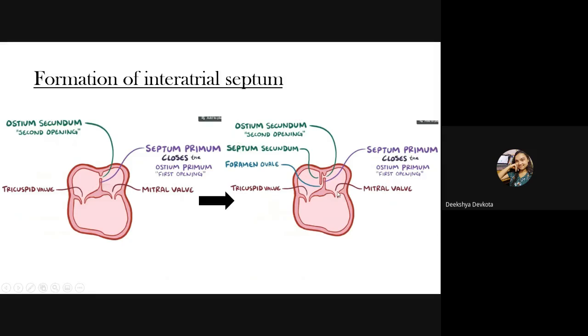So the pressure in the left atrium exceeds the blood pressure in the right atrium, such that these two septums start opposing each other, and through the opposition they fuse. That means the interatrial septum is formed. These two septums fuse, closing the foramen ovale and forming the interatrial septum, which will prevent the flow of blood from the left to the right atrium. So that is it for the interatrial septum, which divides the atria into right and left.